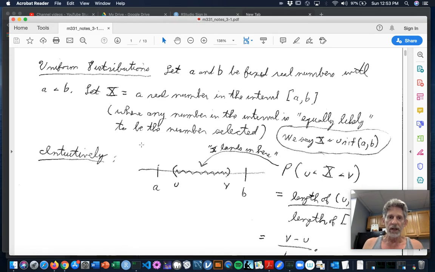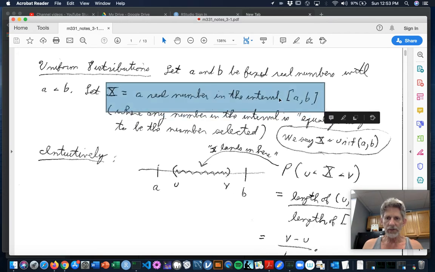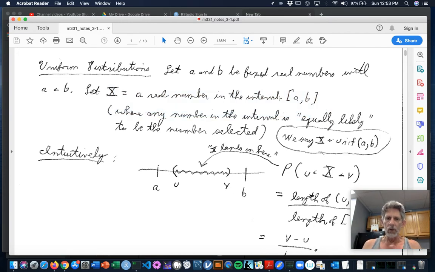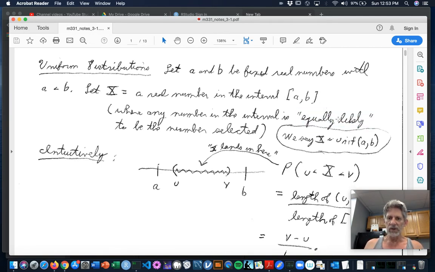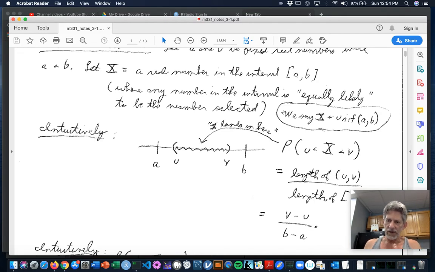Uniform distributions. Let A and B be fixed real numbers, and A needs to be less than B, okay? And let X be a real number in the interval [A, B]. That's our random variable. What we're imagining is that you're picking from the interval totally at random, so every real number in that closed interval is supposed to be, quote unquote, equally likely to be the number selected. And so if I can succeed in defining this type of random variable in a nice formal way, I'll say that X has the uniform distribution with parameters A and B, A the lower endpoint and B the upper endpoint.